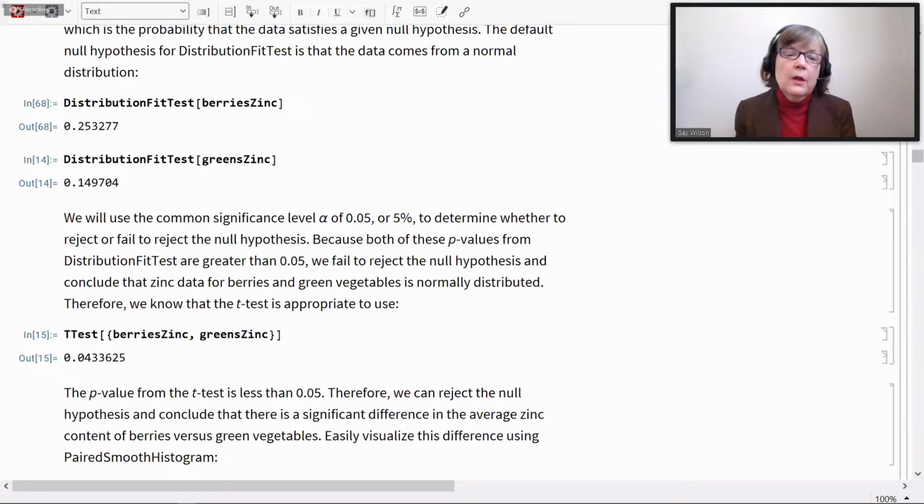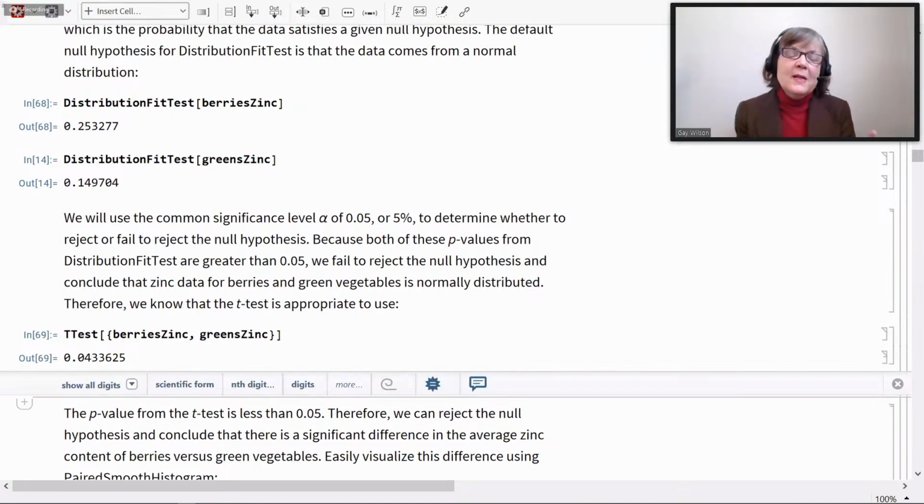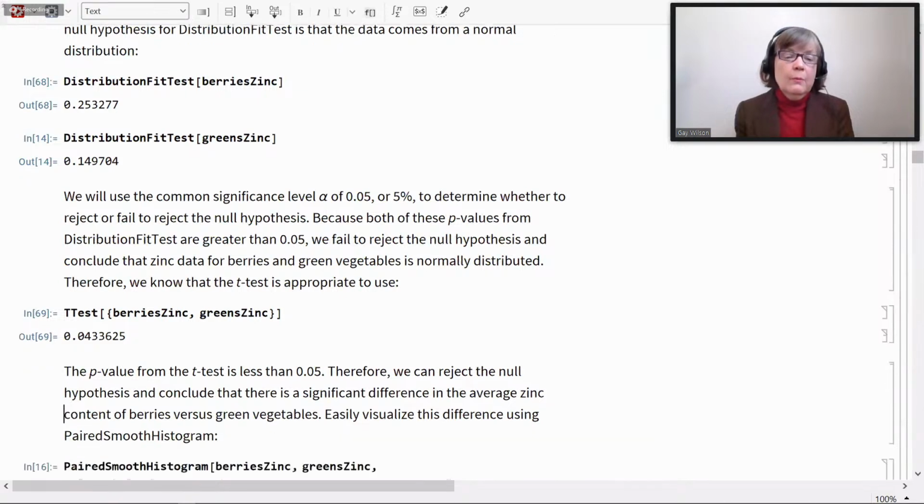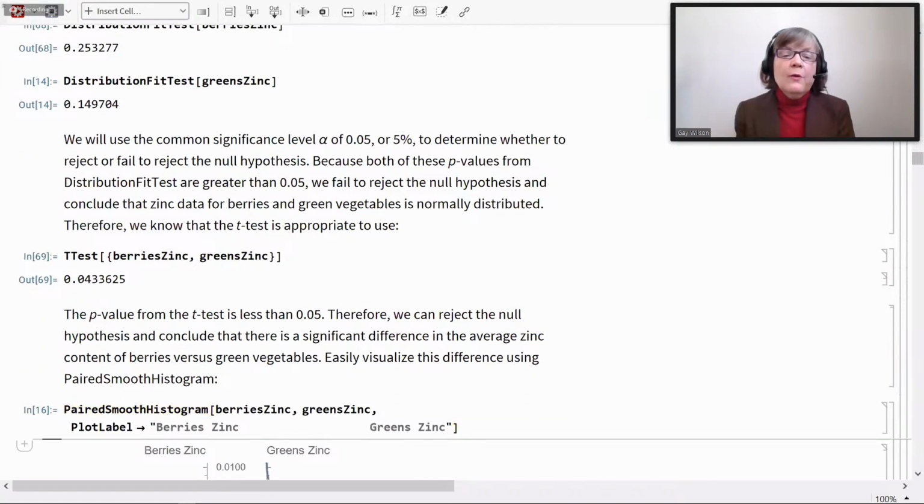It's appropriate. So when I run the t-test, very straightforward in the Wolfram language, t-test, run it. So that's really handy. I run my t-test and I get 0.04. What I found is I am less than 5%, right? So I am less than 0.05. I can reject the null hypothesis, and I can conclude there's a significant difference in the average zinc of berries versus the average zinc of green vegetables.